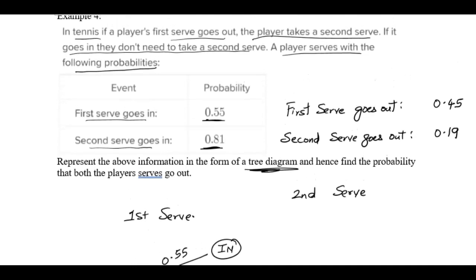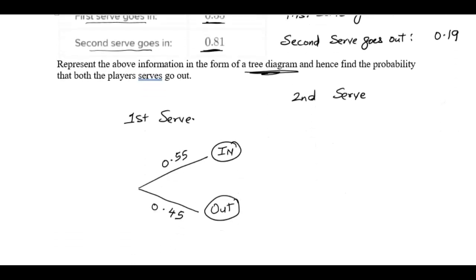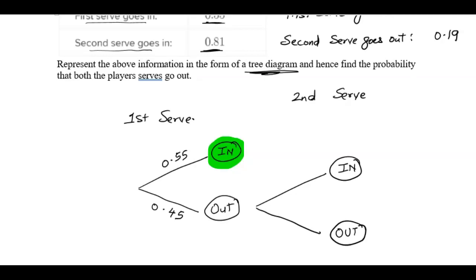If the first serve goes in, they don't need to take a second serve, which means this part of the tree diagram is just going to stop there. We're not going to have a second serve because when the first serve goes in, we don't need a second serve. Let's go to the second part of the tree diagram. If the first serve goes out, we need a second serve. So when we need a second serve, we've got two options. The second serve could go in, or the second serve could go out.